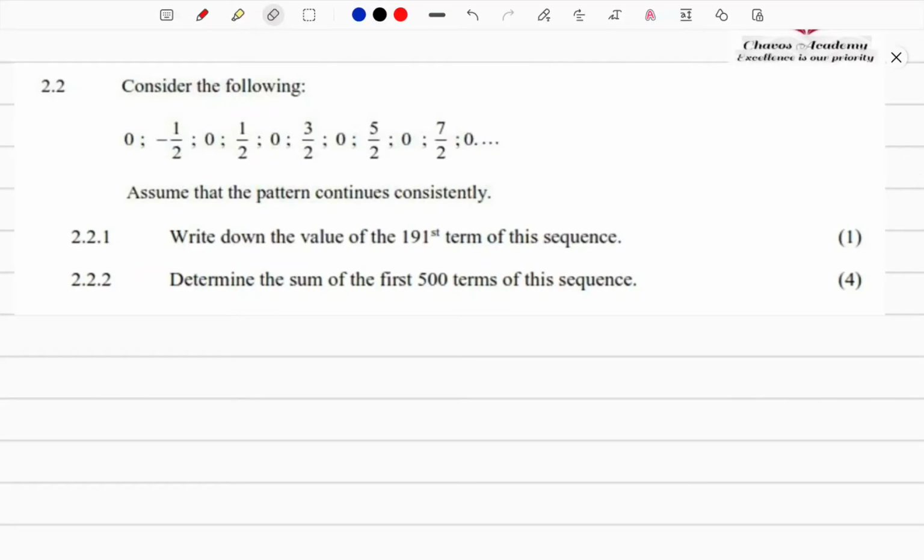And now we're going to do this revision exercise number 2. In this one here, we come across the combination of two sequences. It's two in one, two sequences placed as one.